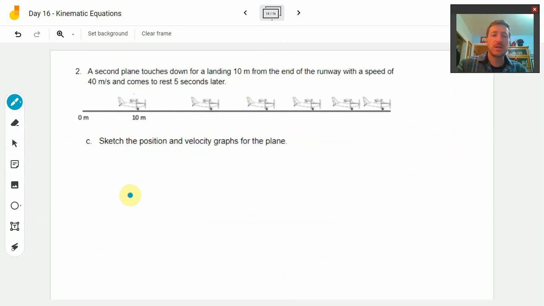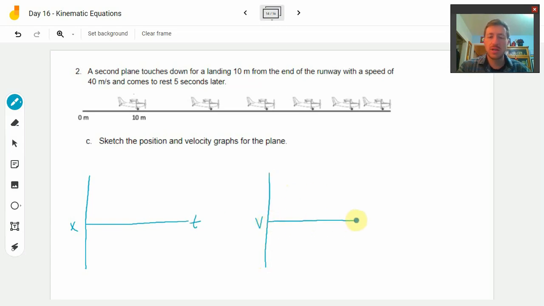And then the last part is, of course, the position and velocity graphs. Right? So if we have our position over time and our velocity over time. Right, once again, it's important to note here the initial position, which was 10. Right, noting the acceleration was negative 8. The initial velocity was 40.